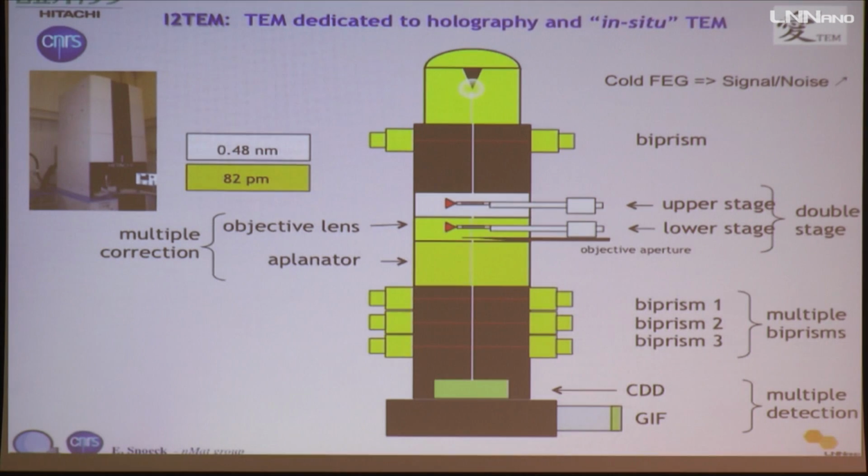The last possibility is the very last microscope we got from Hitachi. I show it differently. We discussed with Hitachi in order to have a double stage capability, and what we actually have is 2 stages. This is the column. So you have the gun, you have the biprism I spoke about, 2 other biprisms, you have a corrector here, and you have the objective lens there. It's a 200 kilovolt.